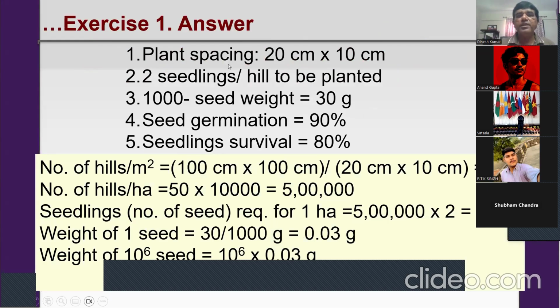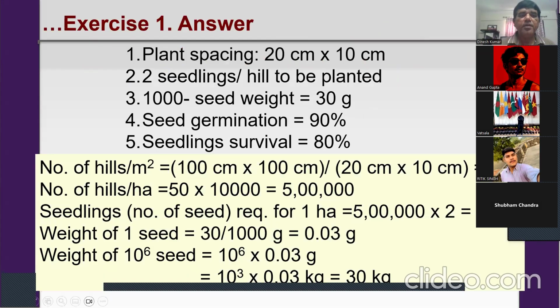So now, first of all, we need to calculate how many hills will be there, like in the last example we have seen. So the number of hills is equal to, as I told you, instead of meter, we can take centimeters. So 100 centimeter into 100 centimeter. This is the area of the field where we want to transplant rice, equal to 1 meter square. Divide by the spacing. Spacing given is 20 centimeter into 10 centimeter, and you get 50. So there will be 50 hills. If you have a spacing of 20 centimeter by 10 centimeter, there will be 50 hills.